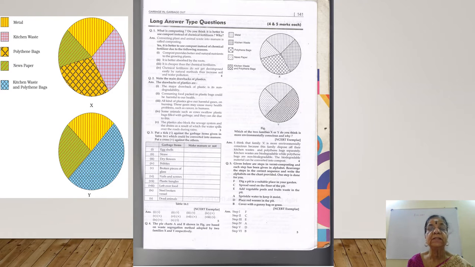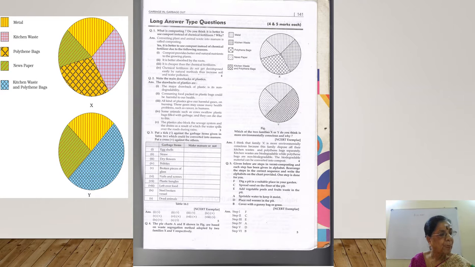If you cannot read it, I will read and you follow. Compost provides better and natural nutrients to the growing plants. It is better absorbed by the roots, absorption can be done easily by the roots. It is cheaper than chemical fertilizers. Chemical fertilizers do not get decomposed easily by natural methods. Thus, it increases soil and water pollution. I hope you understand. So, I repeat.